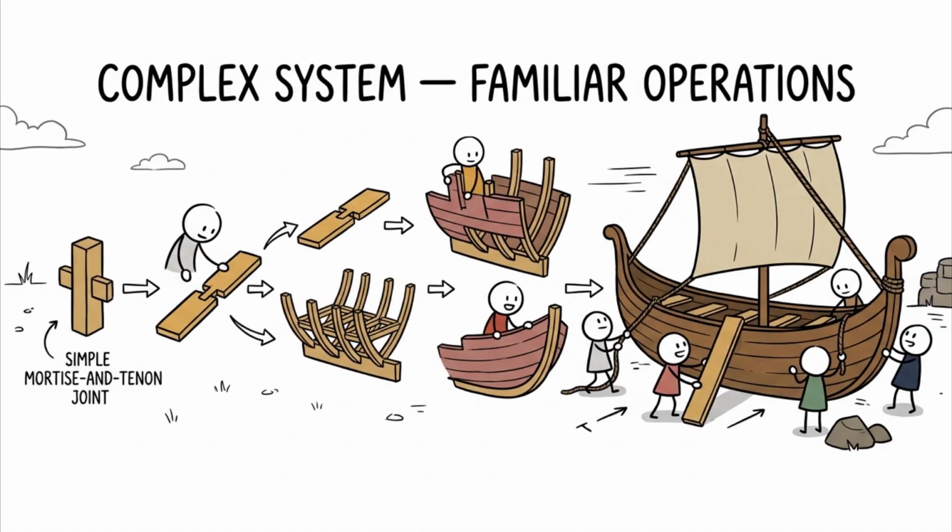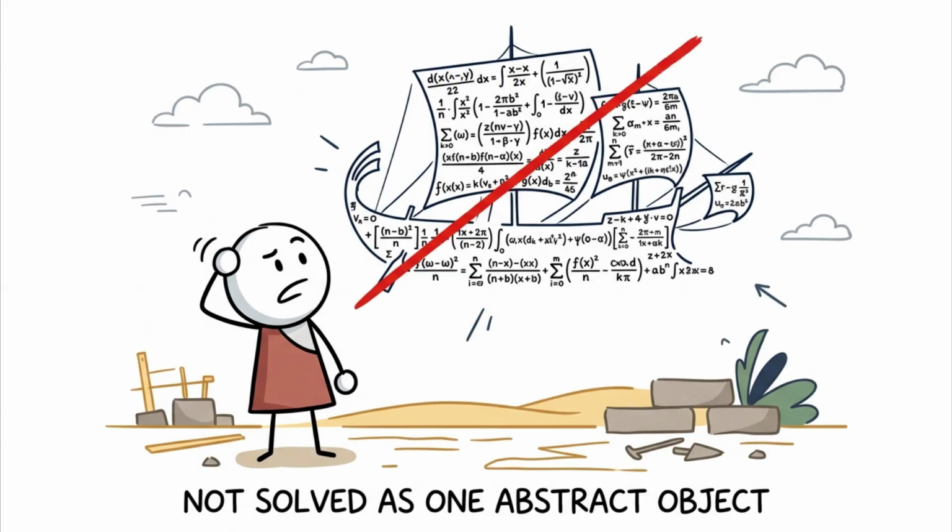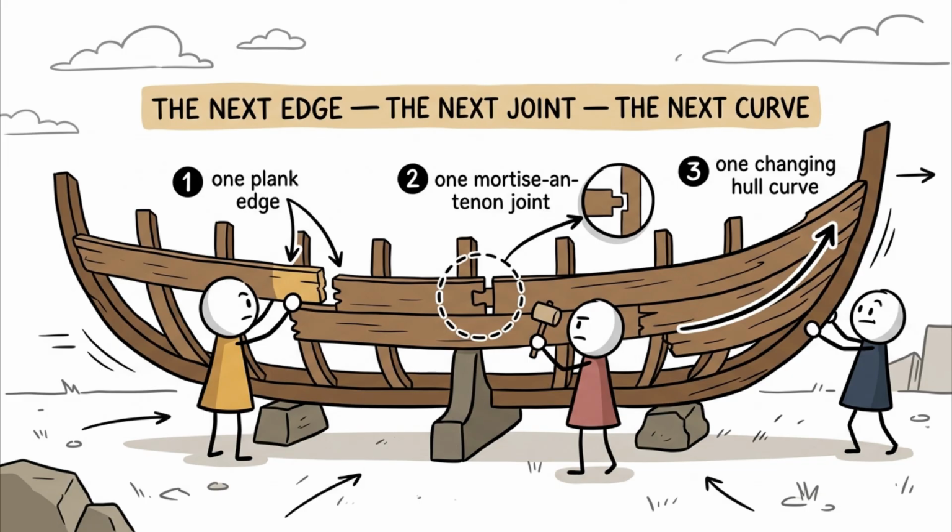This is one secret of ancient complexity. Difficult systems built from familiar operations. The builder did not solve the entire ship as one abstract mathematical object. He solved the next edge, the next joint, and the next changing curve.